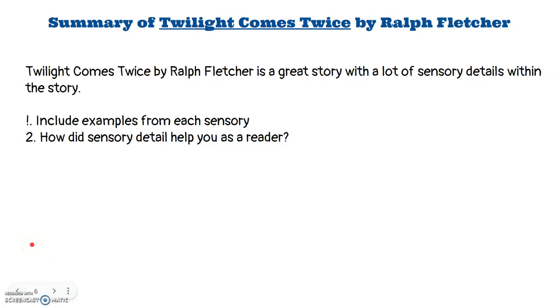Okay, let's review some of the sensory details from the story that you found. You are going to type in the different sensory details that you found in the story. Then you're going to write a summary of the story Twilight Comes Twice. We're going to start off the sentence with, "Twilight Comes Twice by Ralph Fletcher is a great story that has a lot of sensory details." You're going to write your summary, and then you're going to be sharing them.